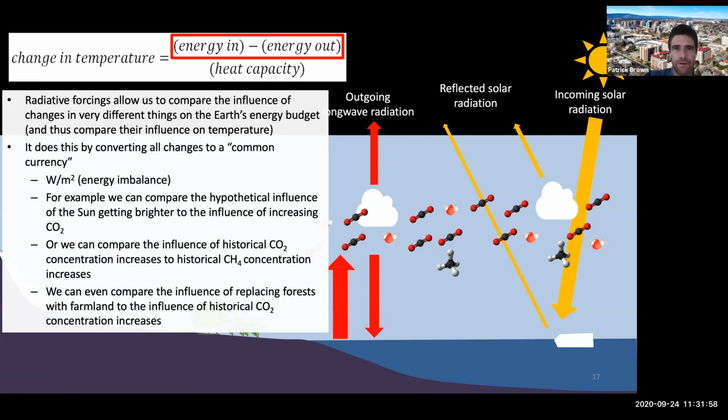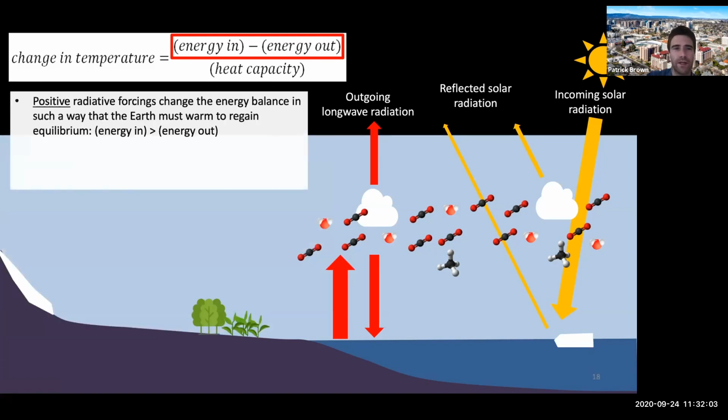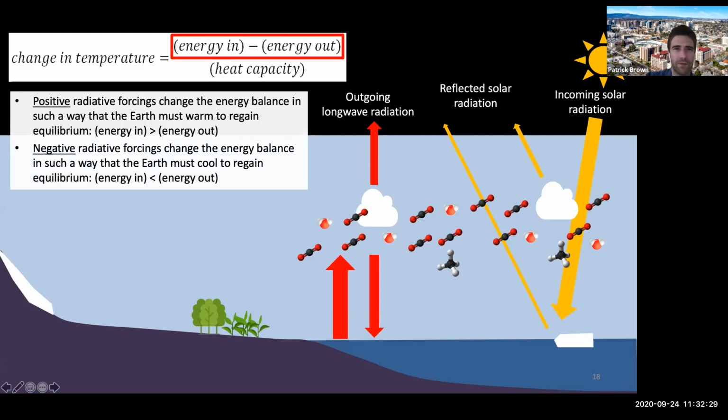And so we can have positive or negative radiative forcings. In math and science, positive almost never means good. It just means positive in the sense of a positive number. So positive radiative forcings are changes in the energy balance that cause warming, meaning energy in is larger than energy out. So you'd get a positive number up here and a positive change in temperature. And negative would be the opposite.